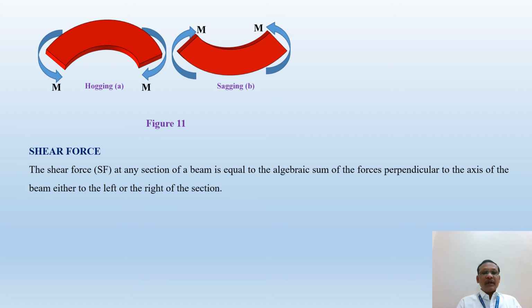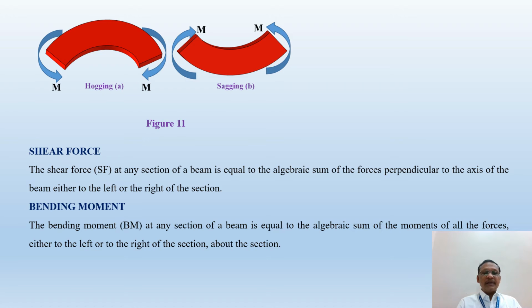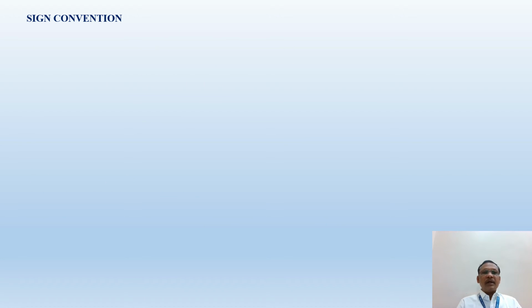Then shear force, we already discussed. The shear force at any section of a beam is equal to the algebraic sum of forces perpendicular to the axis of the beam, either to the left or right of the section. What is bending moment? Bending moment at any section of a beam is equal to the algebraic sum of the moments of all the forces either to the left or to the right of the section about the section.